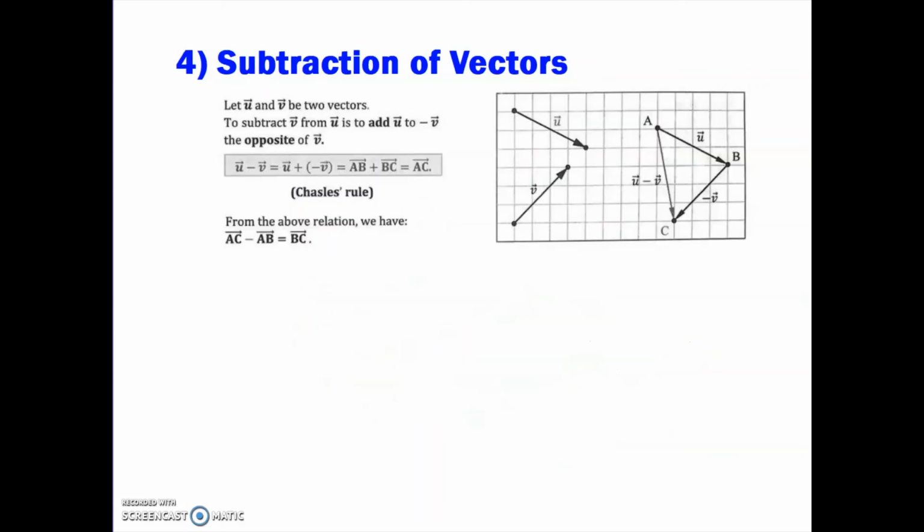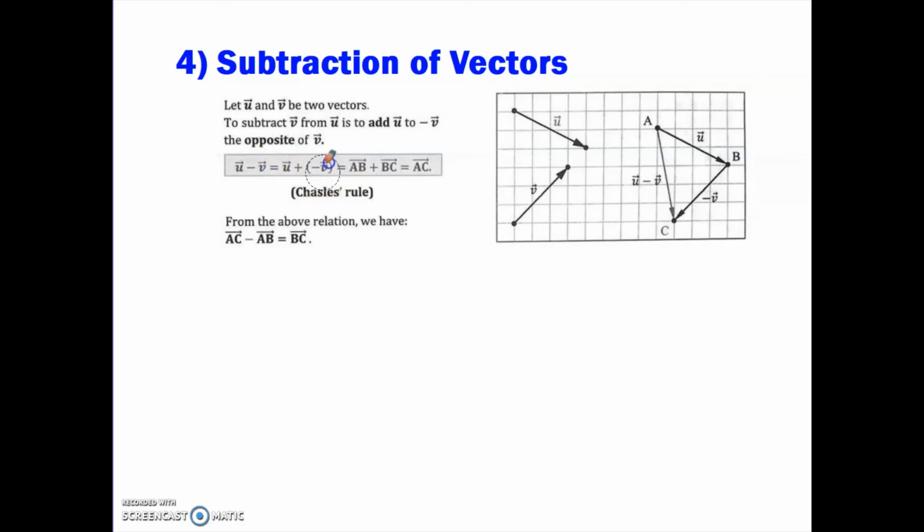The fourth point is subtraction of vectors. Subtraction of vectors is similar to addition of vectors because you're just applying the opposite operation. So you're simply adding the opposite vector. To do u minus v, it's the same as doing u plus minus v. And we already talked about the sum of vectors, so it's exactly the same.